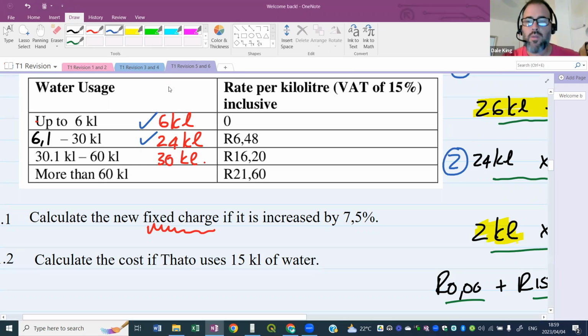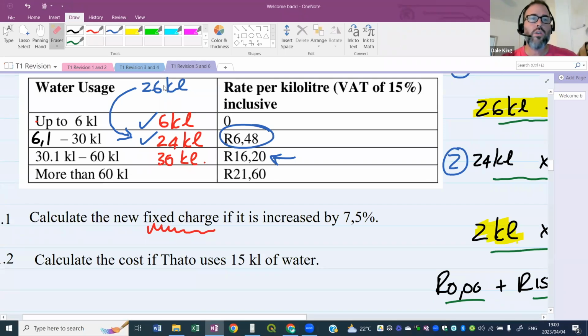All right, Tiamo, let's have a look at it again. I'm going to write it on the top, and then we're going to call it a night. We had 32 kiloliters. All right. We removed 6. That left us with 26 kiloliters. All right. So if you look at 26 and you look over here, there's more water in the second bracket than what we have. Okay, so we're going to use all the water in the second bracket, 24 kiloliters, which is charged at 6 Rand 48. We still have a little bit left over. Now, what do we charge that at? Well, you can't charge it at the second bracket rate because there's only 24 kiloliters of your water allowed to be charged at that rate. You've got to move into the third one, and you're going to charge at 16 Rand 20 for that last little bit of water, the 2 kiloliters of water. All right.